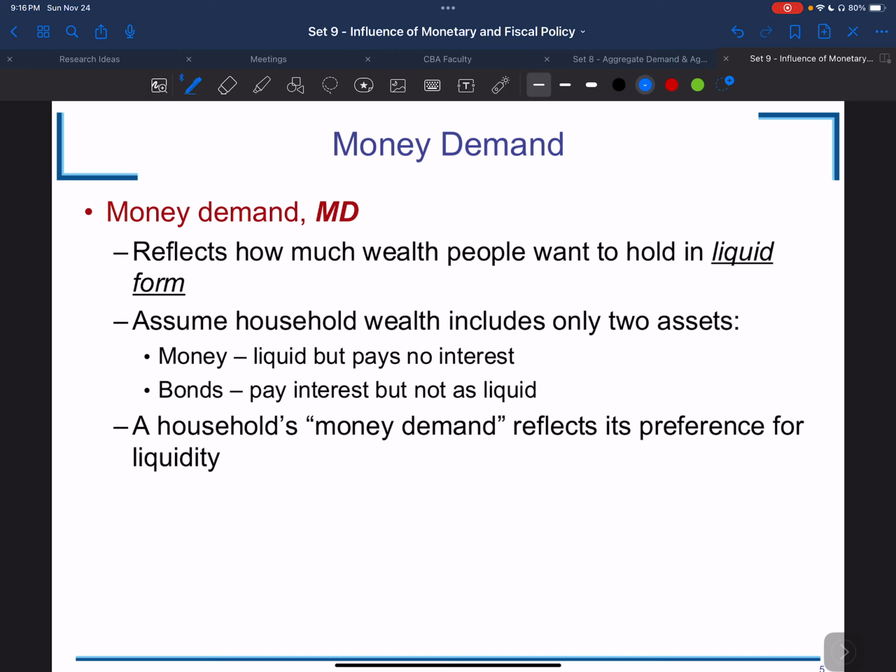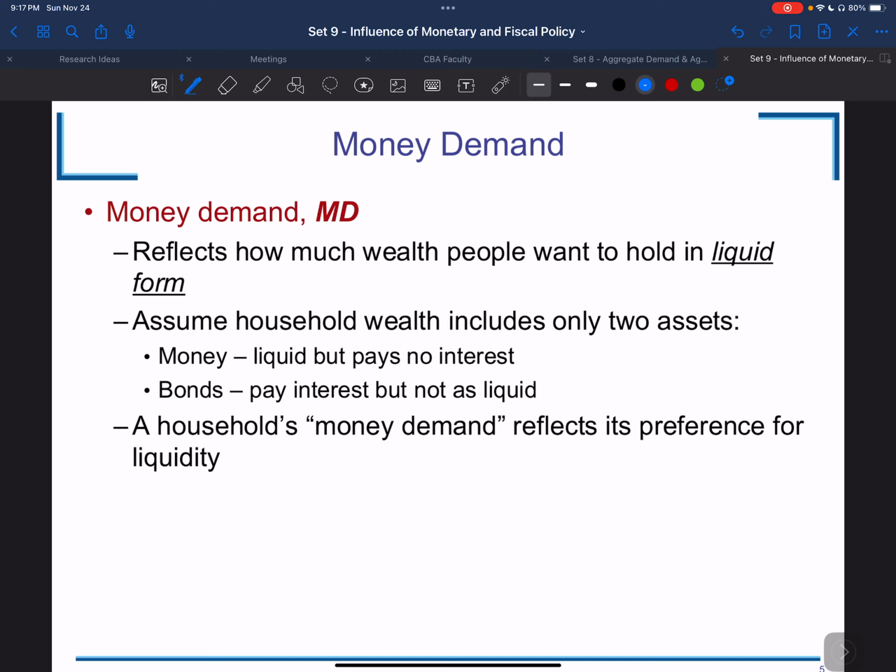And money demand reflects how much wealth people want to hold in liquid form, in the form of money, a liquid asset, rather than holding less liquid assets like bonds, which earn some interest. So people decide whether they want to hold a liquid asset like money or a less liquid asset with some interest earnings, like bonds or any other types of assets.